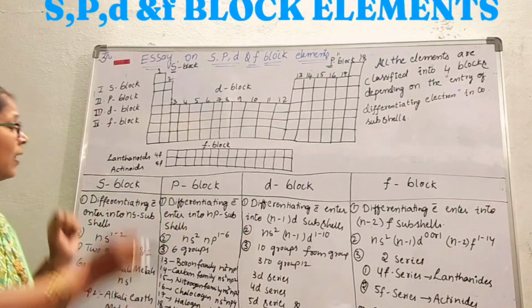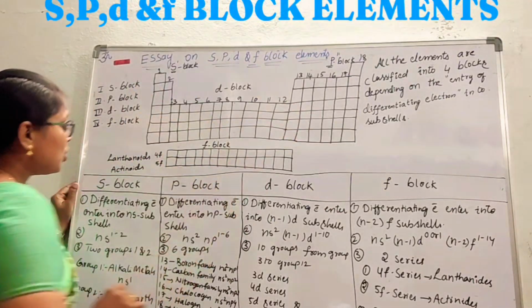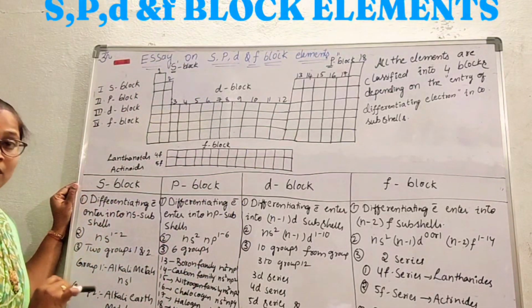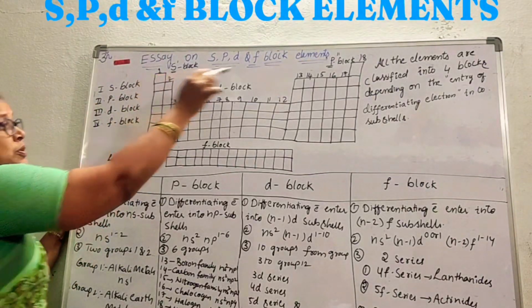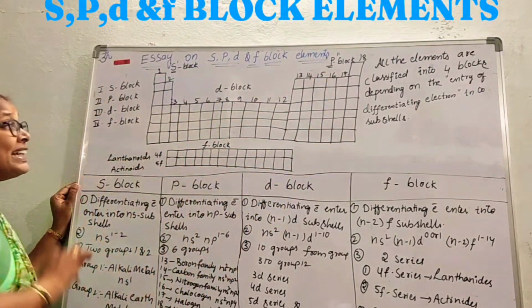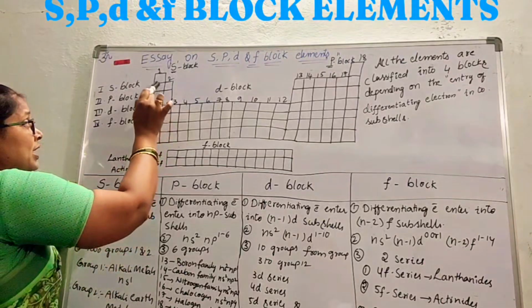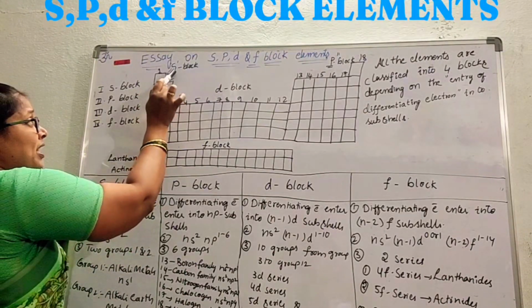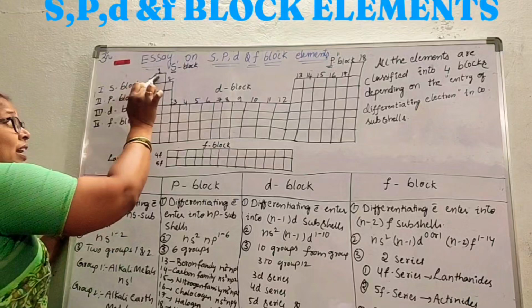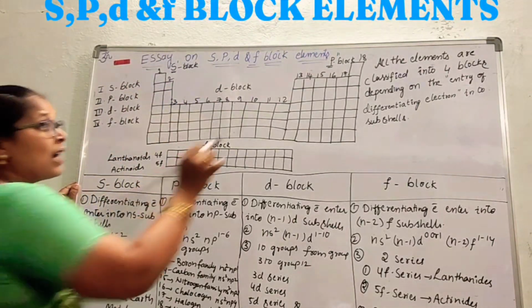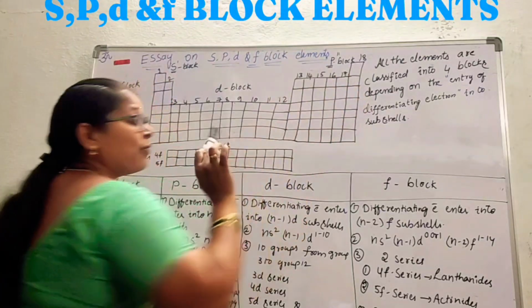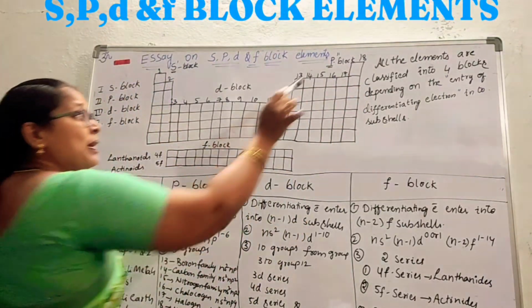Let us see once. Here this is the periodic table. First, S block elements. Where are they kept? If you observe this periodic table, the group 1 and 2 elements are called S block elements. And from group 13 to 18, 6 groups of elements are called P block elements.